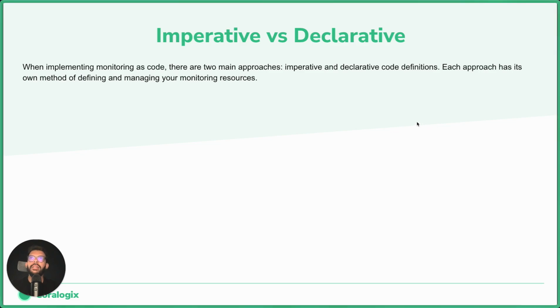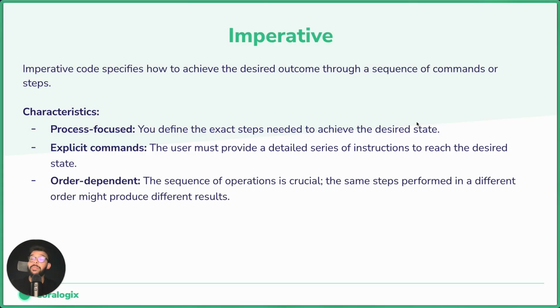So let's get started. The first one is the imperative mode. This is the oldest and more traditional approach. The imperative code specifies how to achieve the desired state using a sequence of commands or steps. Usually, companies implementing this approach are using tools like Python and Bash scripts to define these commands and steps. And there are three main characteristics for the imperative approach. The first one is process focused. You define the exact steps needed to achieve the desired state.